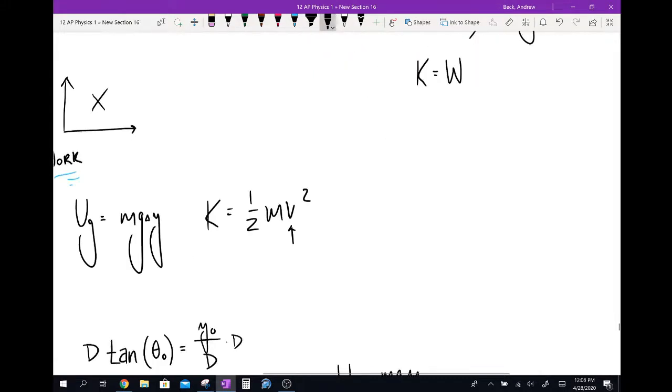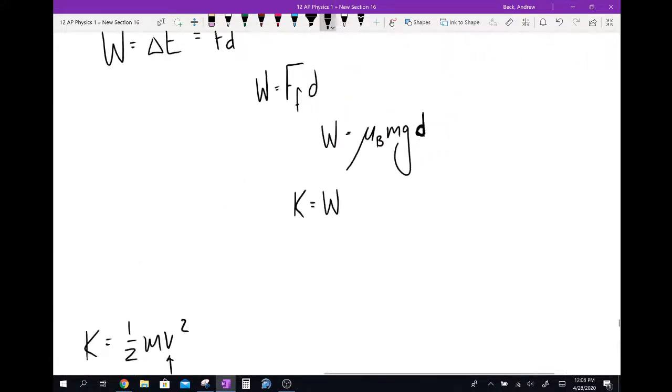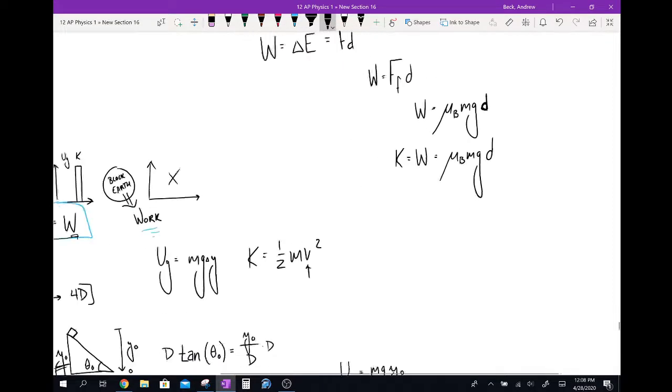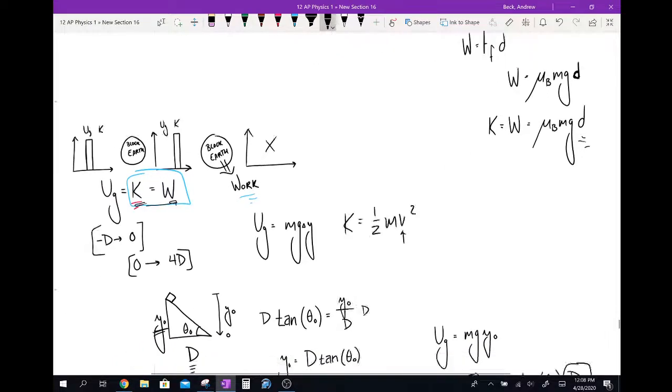We said we change our energy, all of this kinetic is turned into work. So we can say that our kinetic energy at the beginning equals our work at the end, and our work is just equal to μ_k mg times d. So it's directly related to d, this displacement. Again, we have this linear relationship because it's directly related to d.